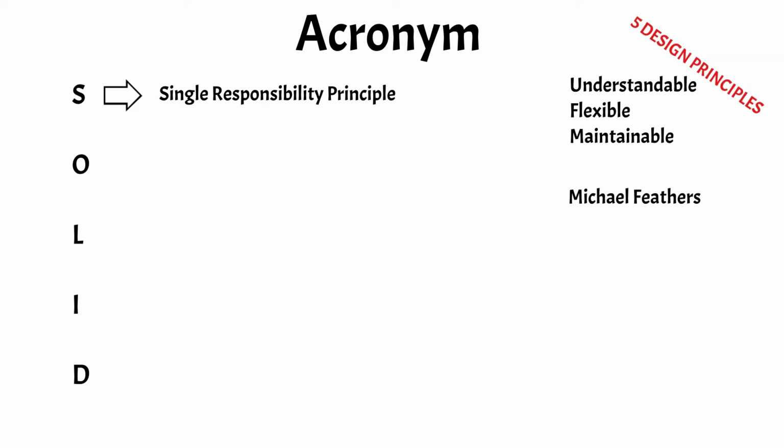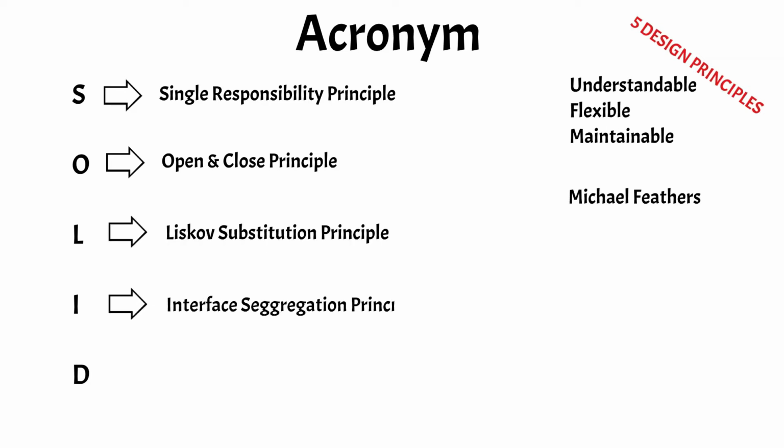Now let us see what is the meaning of the term SOLID. SOLID is nothing but an acronym of 5 design principles, which is intended to make software design more understandable, flexible and maintainable. This SOLID acronym was first introduced by Michael Feathers. Now let us have a look at what those 5 design principles are. In the word SOLID, S stands for single responsibility principle, O stands for open closed principle, L for Liskov substitution principle, I for interface segregation principle, and finally D for dependency inversion principle.